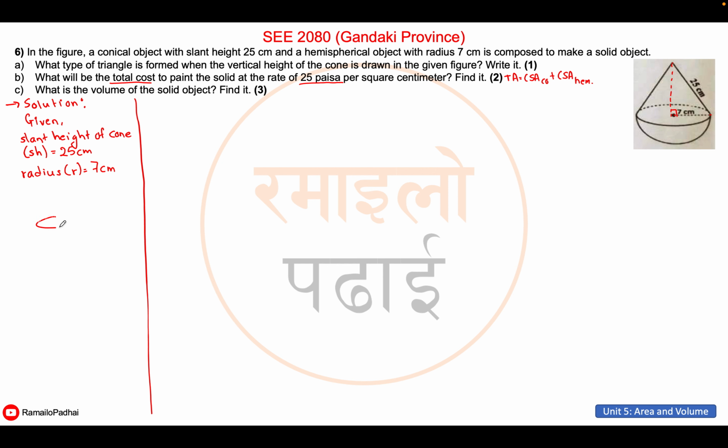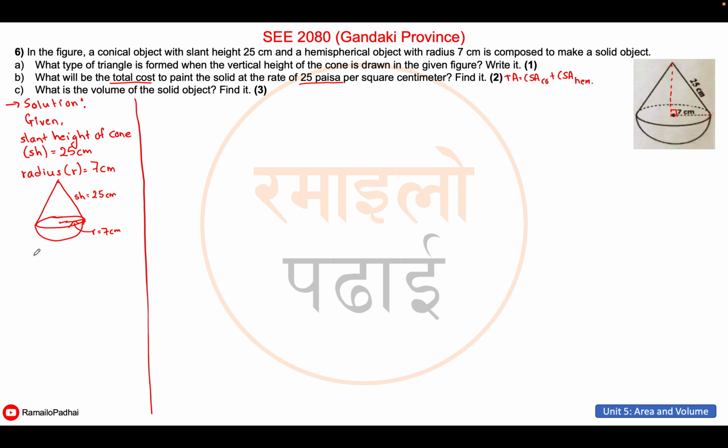First of all, let's draw a circle, and then a hemisphere. Okay, it is quite good compared to the previous figure that I drew. So the radius here is R is equals to 7 centimeter and here the slant height is equals to 25 centimeter. This is what is given to us.